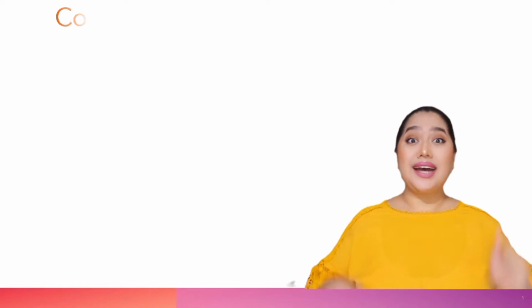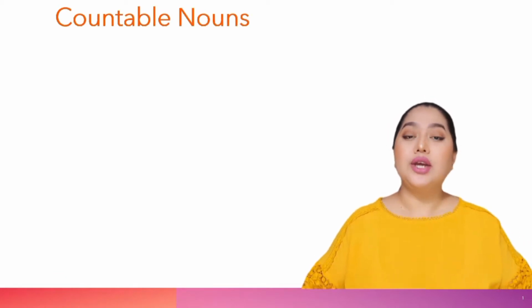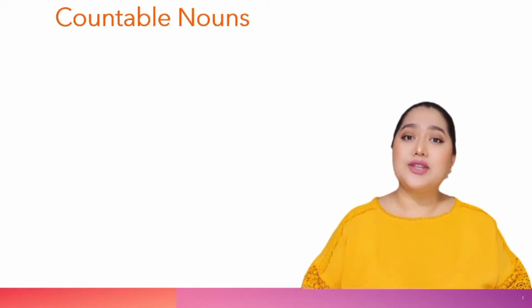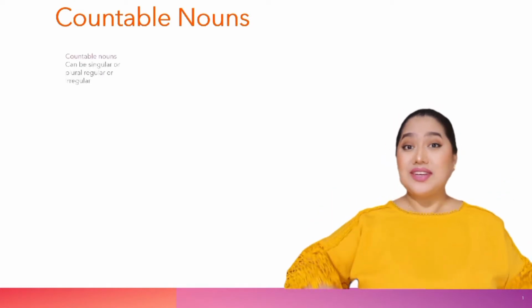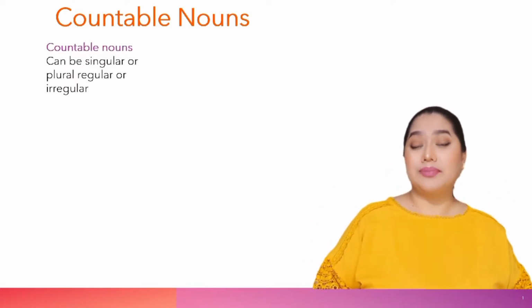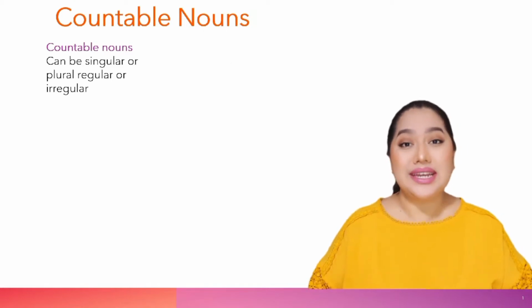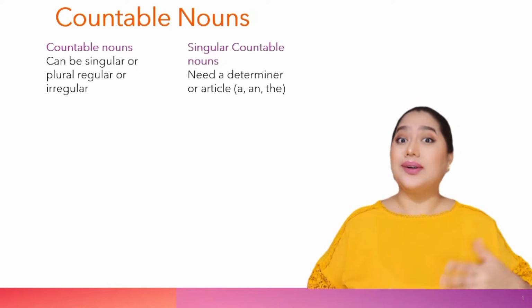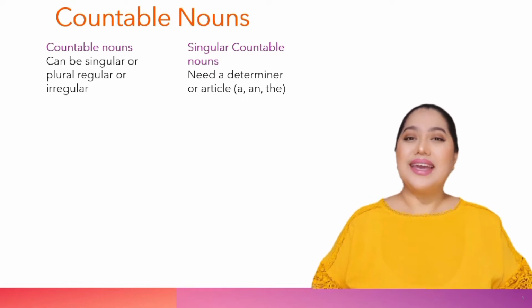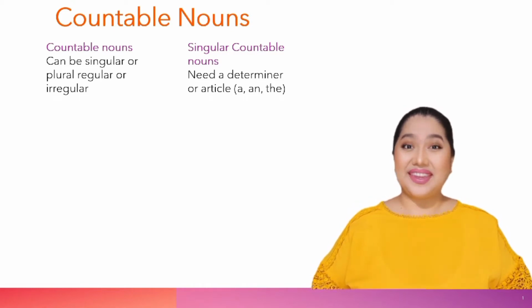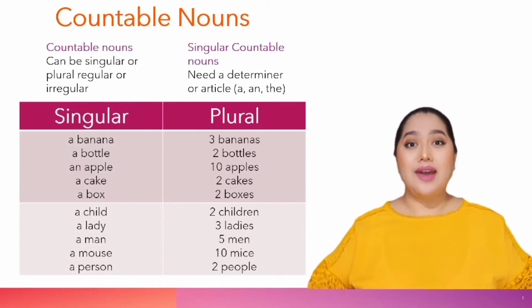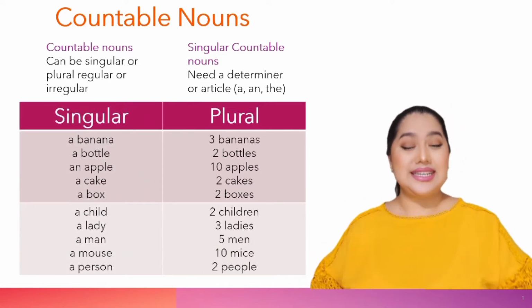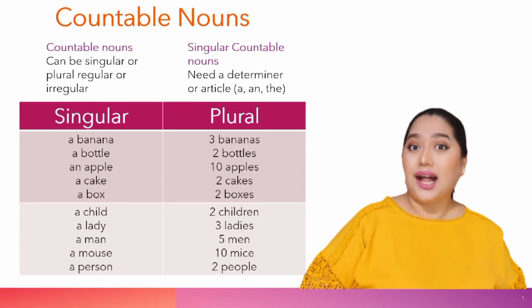Welcome to countable nouns. We use countable nouns for things we can count using numbers. These nouns can be singular or plural, and for the singular ones, we need a determiner like a or an, or maybe the. Come on, let's do some examples. Here we have a full chart. In the first column you have the singular part, and in the second column the plural part.